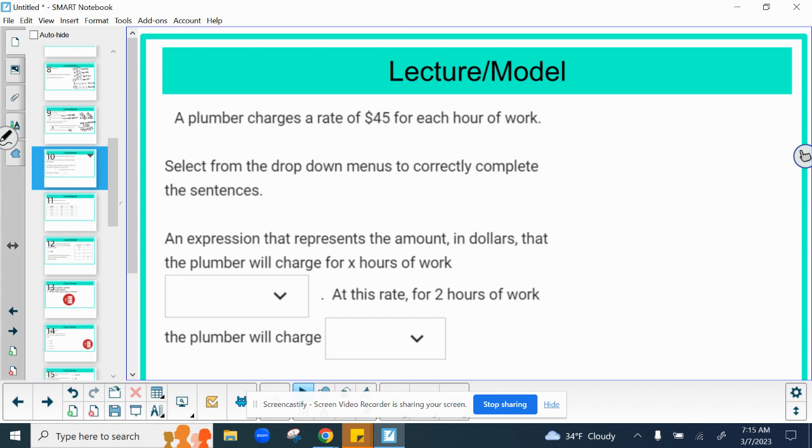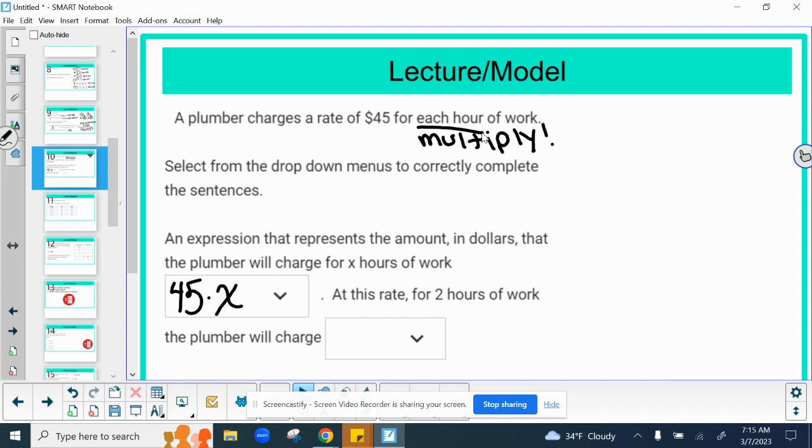All right, a plumber charges a rate of $45 for each hour of work. We don't have the drop down menu, so we're just going to fill it in ourselves. An expression that represents the amount in dollars the plumber will charge for X hours of work. All right, each hour, when we're writing expressions, means to multiply. We are multiplying 45 times the number of hours, or X.